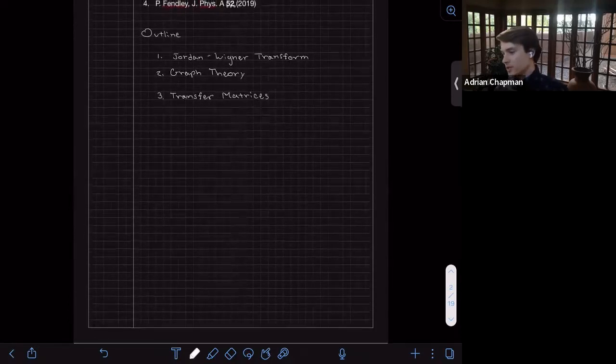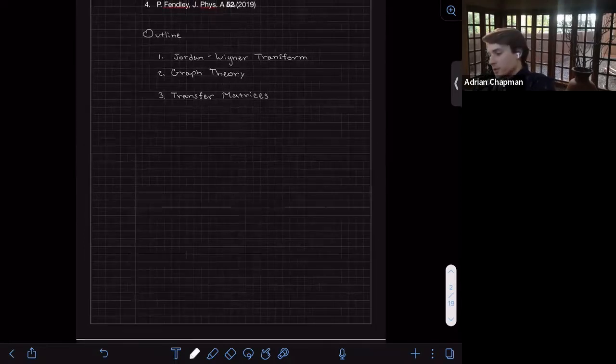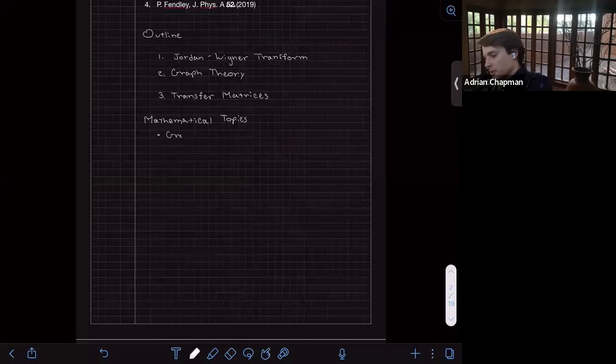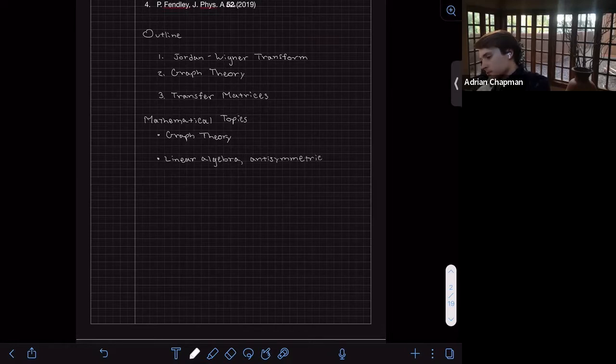And finally, I just want to say that the mathematical topics that I'll assume a little bit of knowledge of are basic graph theory, and some linear algebra, including the linear algebra of anti-symmetric matrices, and in particular their characteristic polynomials.